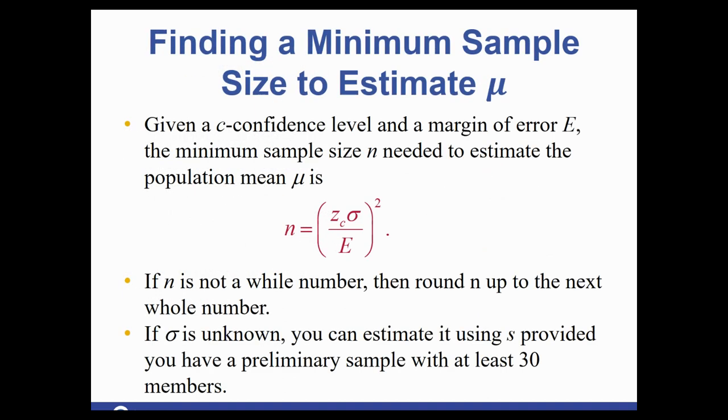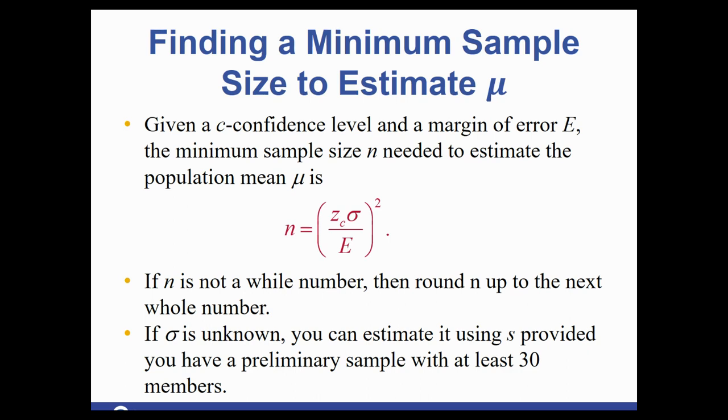Now, the last thing we need to do is sometimes you have scenarios where you want to work backwards. Instead of finding that confidence interval, you might want to find a minimum sample size that you need to collect in order to get the results you want. So if you were given a confidence level and a margin of error, you can find the minimum sample size needed to estimate the population mu.